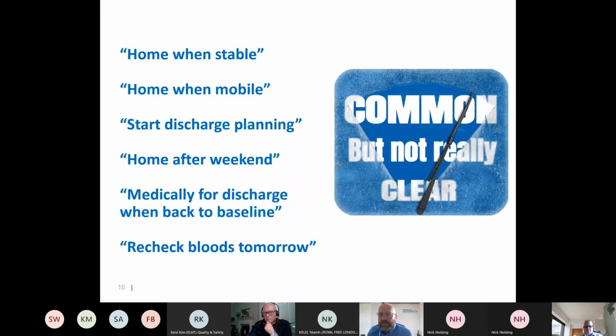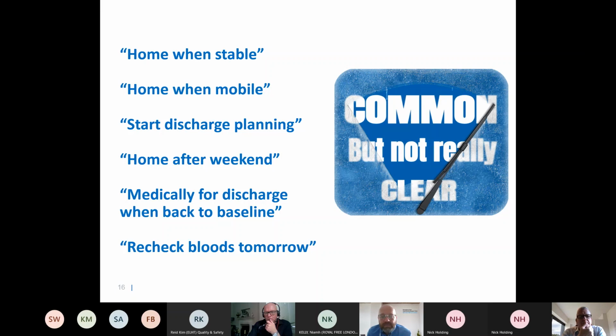Now, the plans are really, really important. It's the plan in the patient's record. There are some common phrases that we see in medical plans, which we would argue aren't always that helpful because they're not precise, they're not clear around what we're trying to achieve. Phrases like home when stable, home when mobile. So what does mobile mean? Start discharge planning at home after the weekend. Why particularly after the weekend? Why is Monday a more appropriate discharge date than Saturday, for example?